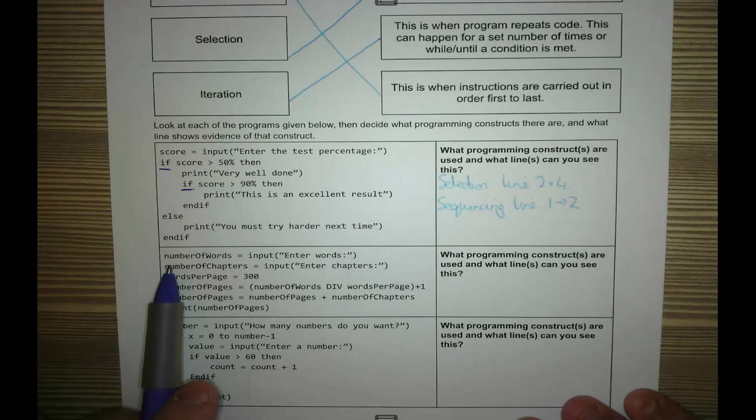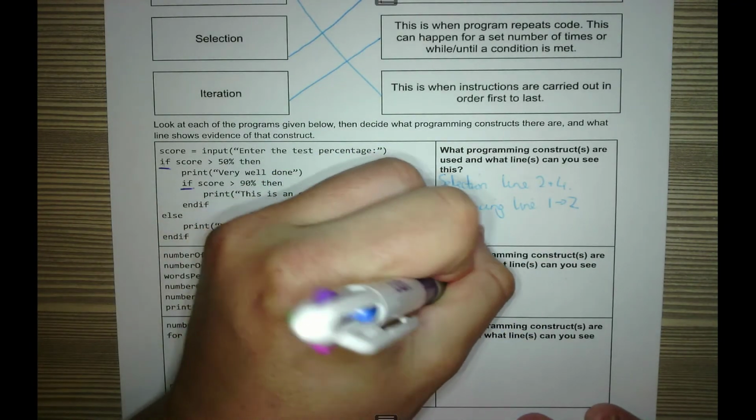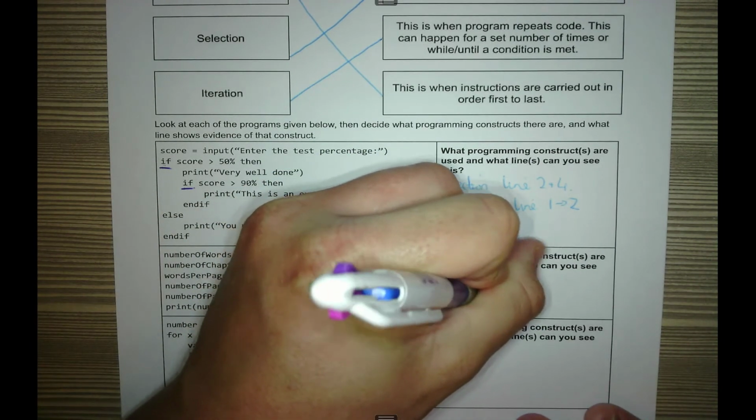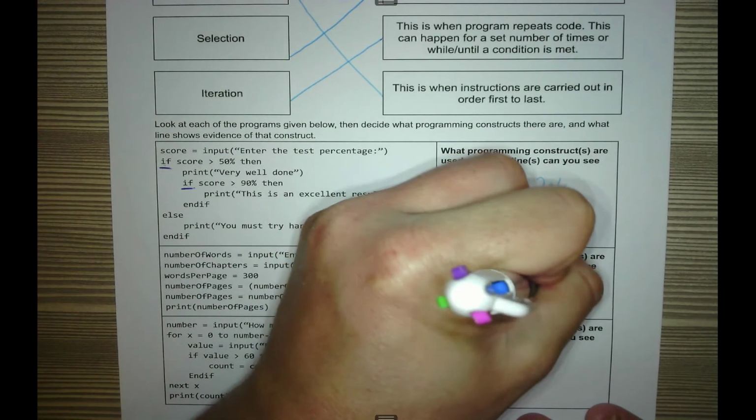So next one then, we've got an algorithm here. We've got number of words, number of chapters, and so on. We've got 1, 2, 3, 4, 5, 6 lines of code. First of all, I can't see an if statement, so I know there's no selection there, so I can immediately rule that out. With iteration, there's a specific way you can spot this as well. You're looking for a for loop, an until loop, or a while loop, and that's not apparent in there either. So we can rule out iteration. So that means we've got sequencing, because it's doing each line in order, one after another. Okay, and where have we got that? Well, it's throughout, isn't it?